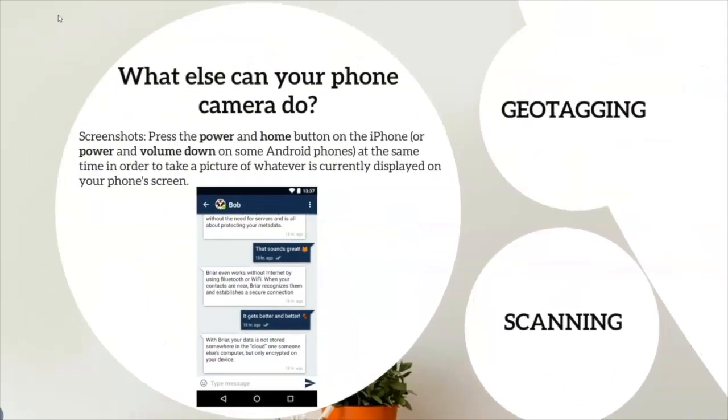Okay, so what other features can your phone camera do? One of them is screenshots. Let's say you have an important series of text messages you need to get a record of, or maybe you want to show the weather in the area and send it to your friend that lives in North Dakota, because you live in warm South Florida. You can go ahead and take a screenshot. With the iPhone, you would simply press the power and the home button at the same time. Whereas on Android phones, you press the power and volume down buttons, and it'll save it in your gallery.